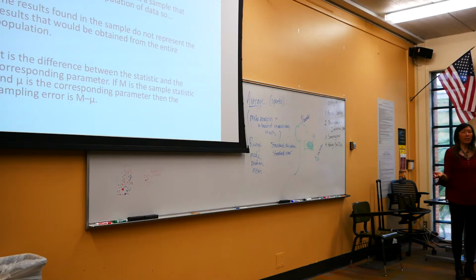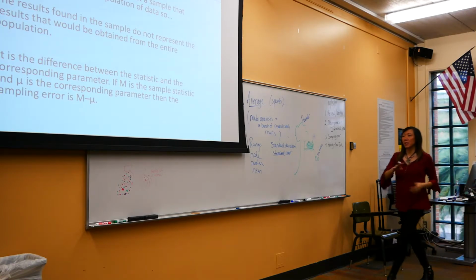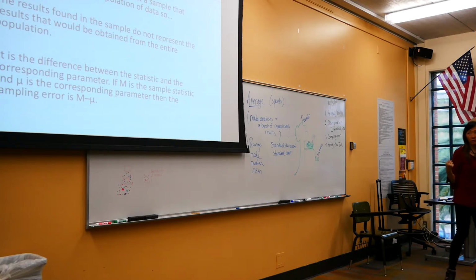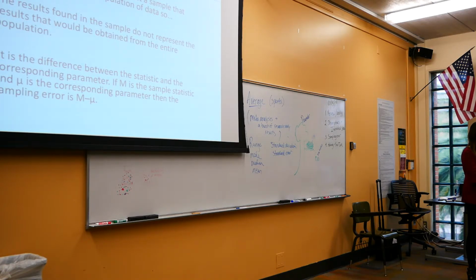So if in our population we have 50 M&Ms, and we take out a certain amount, is there a difference in representation? If we take out all blue ones, yes, there's going to be a difference. There's your difference, M minus mu.